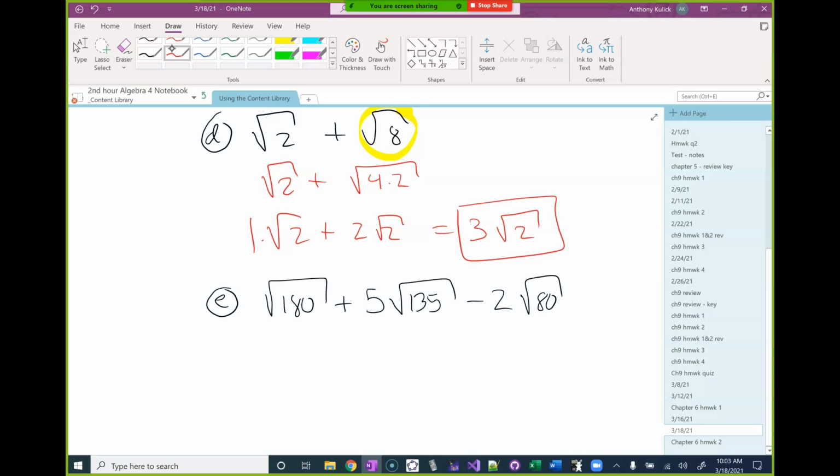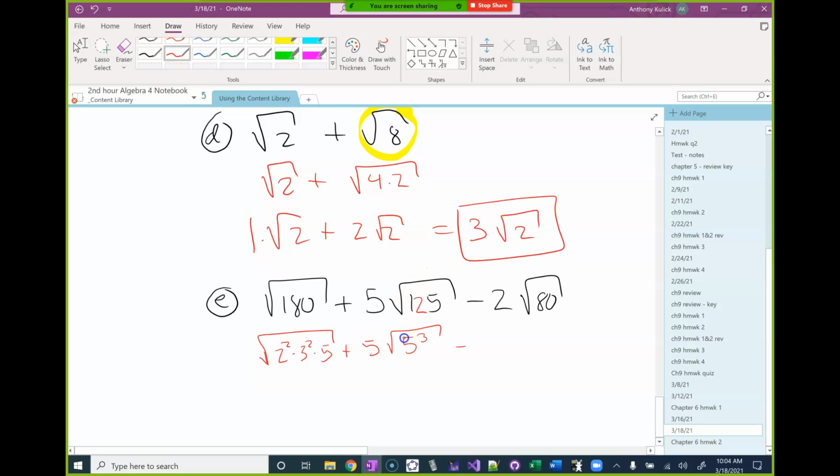So 180 is 2 squared times 3 squared times 5. 135 is, oh shoot, can I change that to 125? I'm sorry, guys. 5 to the third. 80 is 2 to the fourth times 5. So far, so good.